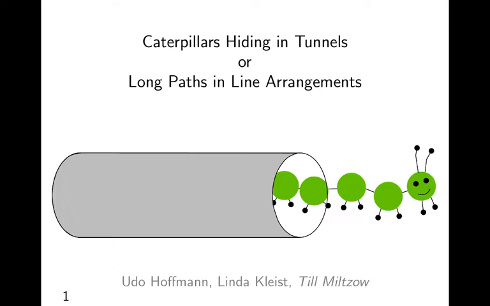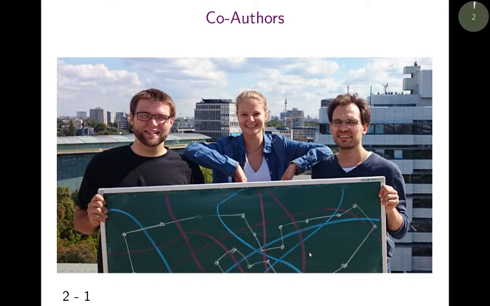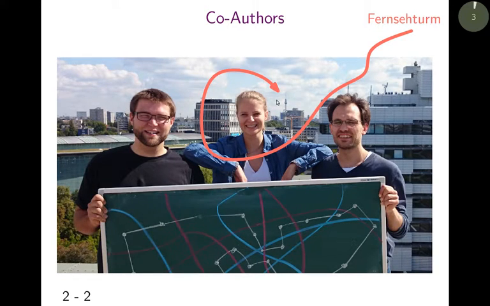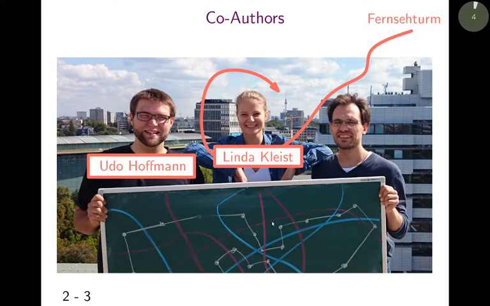Okay, this is joint work with Udo Hoffmann, who was at TU Berlin and is now in Brussels, and Linda Kleist, who is still at TU Berlin. So these are my co-authors. This is Linda, this is Udo. We did this work in Berlin. You can see here the Fernsehturm, so it is in Berlin. These are some kind of drawings of line arrangement and paths. And yeah, Udo and Linda, me doing weird faces.